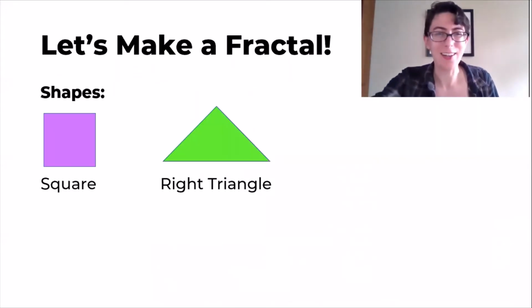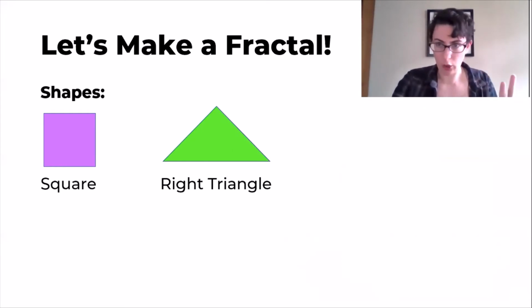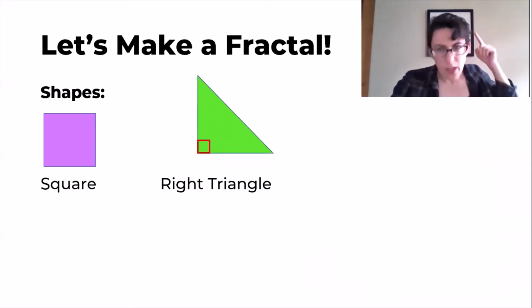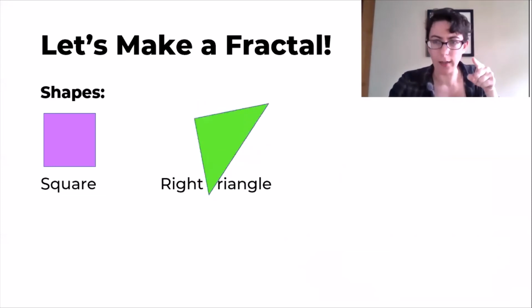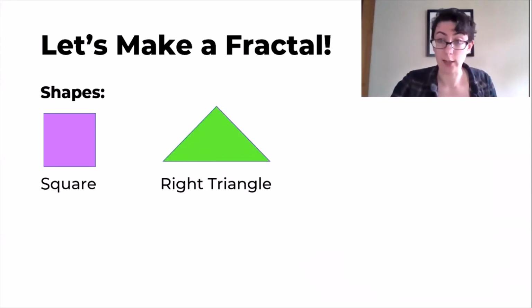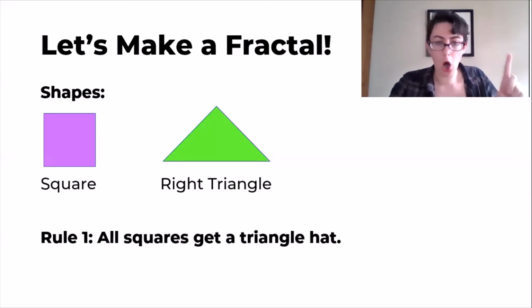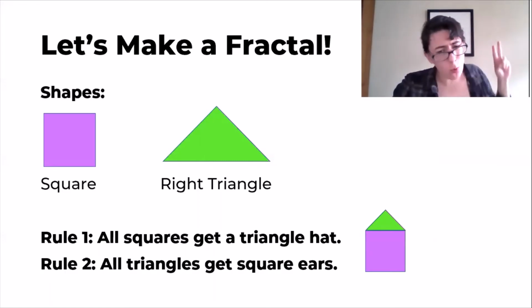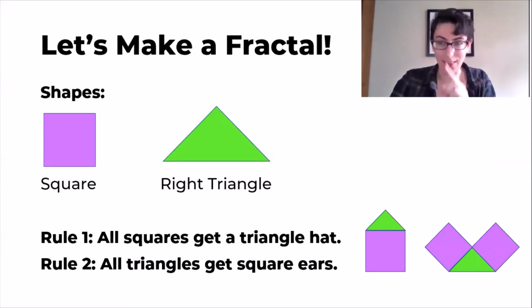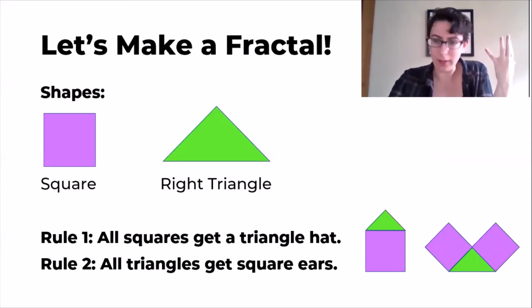Ready? Go. So for this fractal, we're going to need two shapes, a square and a right triangle. This one doesn't look much like a right triangle. Well, what about now? It is totally a right triangle. Okay, so now we have two rules for constructing our fractal. Rule 1, all squares get a triangle hat, like that. And rule 2, all triangles get square ears, like this. And now we can build.